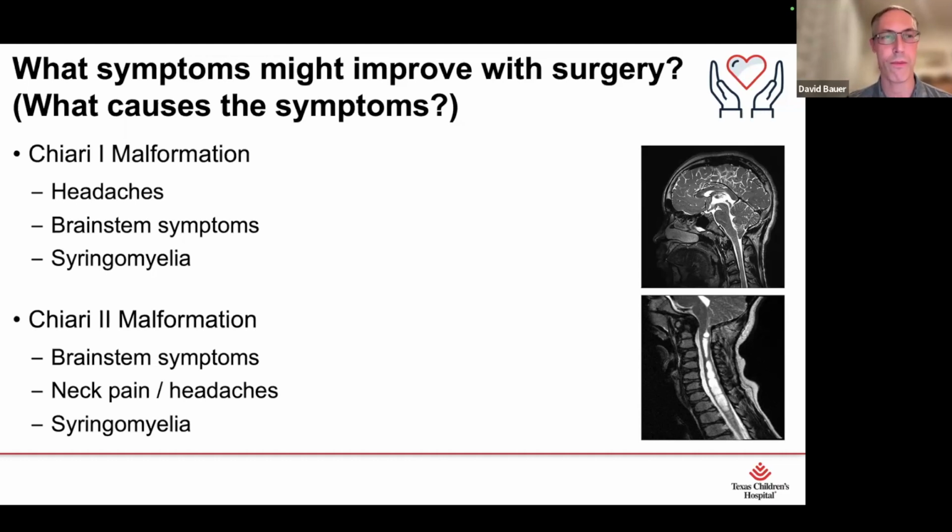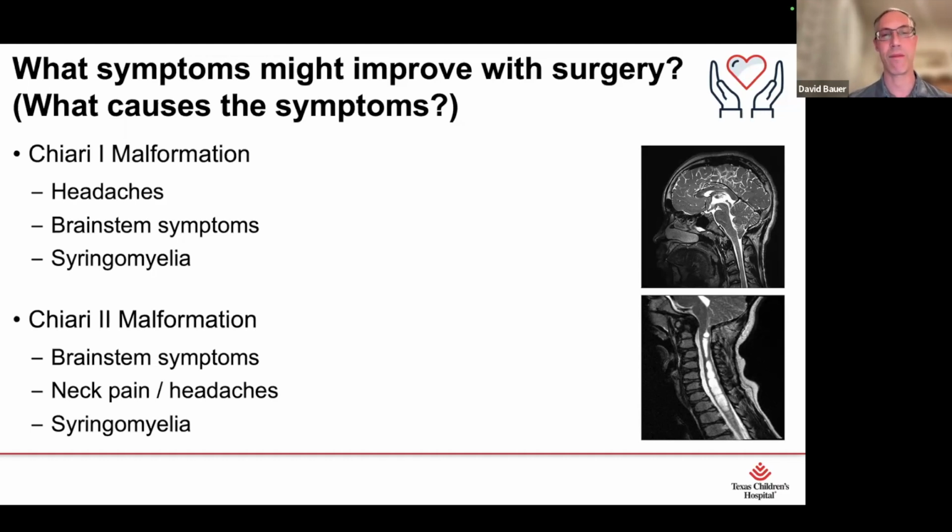So for Chiari 1 malformation, one of the most common symptoms to improve is a headache. And these are often headaches that are in the back of the head that become worse with something called Valsalva or activity. That's just when someone bears down, coughs, sneezes, maybe lifts something heavy. You can also have brainstem symptoms, and this is often from kinking of the brainstem. These are more rare and they can be varied.